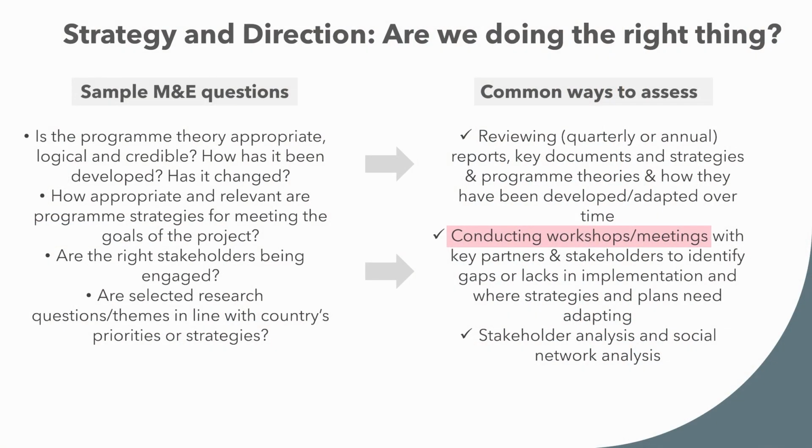Or when talking about the right stakeholders being engaged, I can conduct workshops or meetings with the key partners and stakeholders that I envision, right? If I selected 5 groups of people as stakeholders, I hold a workshop with them and I realize that one of the groups is not at all relevant. They're not responding, or they're not interested in the matter, or they're not working on this at all. So that workshop could help me figure out whether the right stakeholders were engaged.